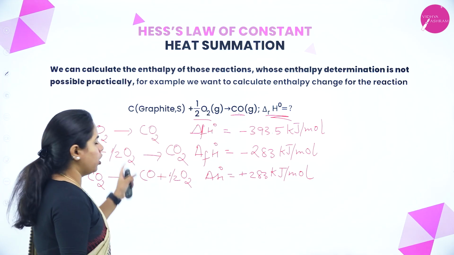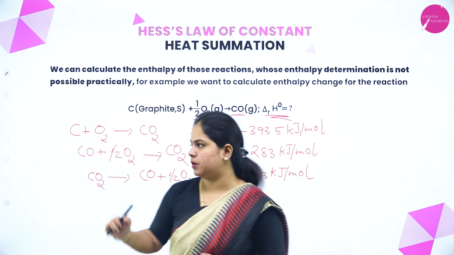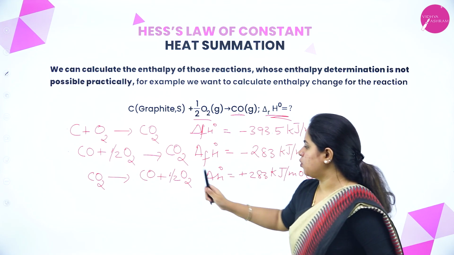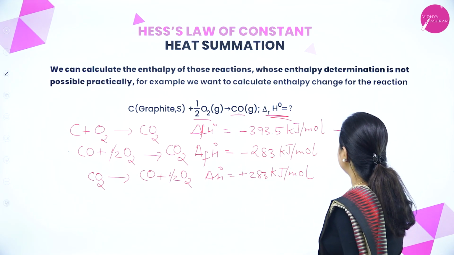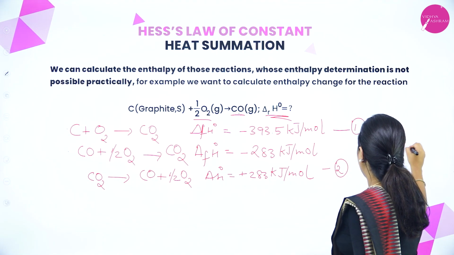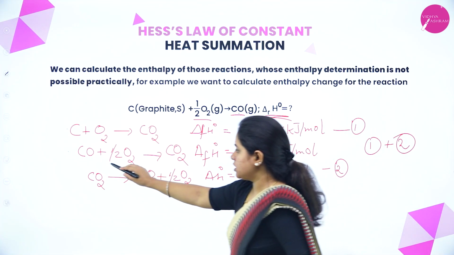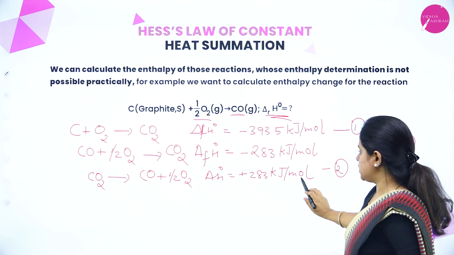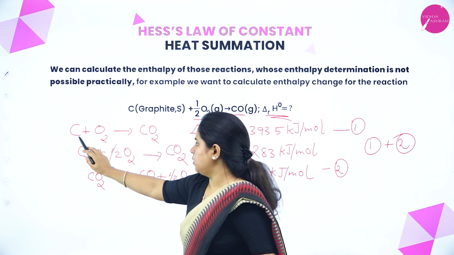Now I got two values here. One is carbon plus oxygen giving carbon dioxide, and the enthalpy is given. The next one is carbon dioxide giving carbon monoxide plus half O2, and the enthalpy is given. This is the first equation and this is the second equation. We are going to do 1 plus 2, adding these two reactions. This particular reaction I have reversed and I have got this reaction. So this is my first one, this is my second one now, and I am going to add these two. As you can see here, carbon is here.